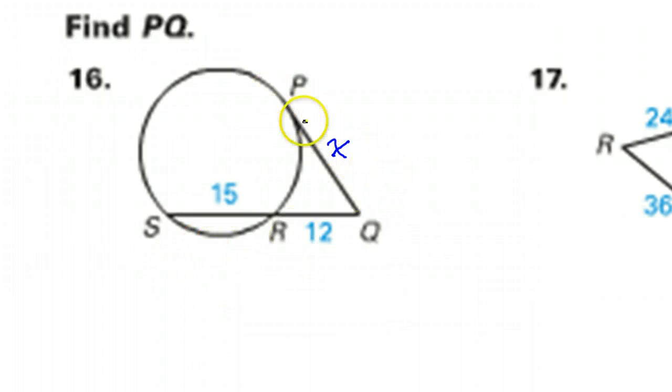So let's do our thing. Part times whole with the PQ. Again, x is the part and the whole. So part times whole is x times x. You can just go ahead and write x squared. I'm just breaking it down.